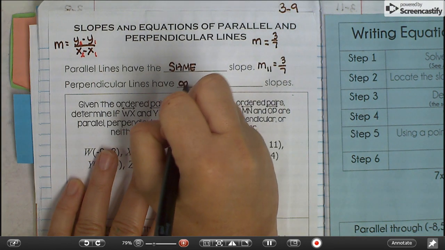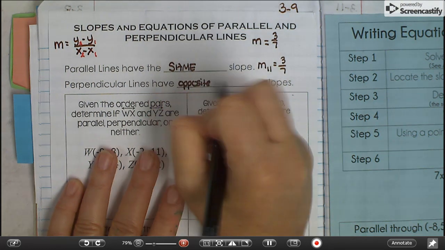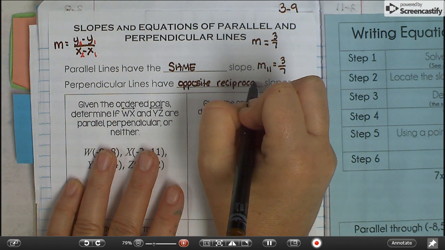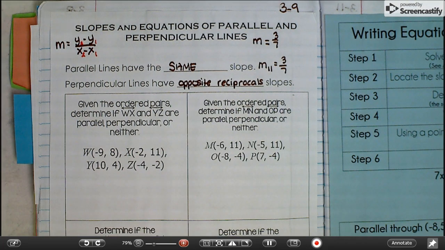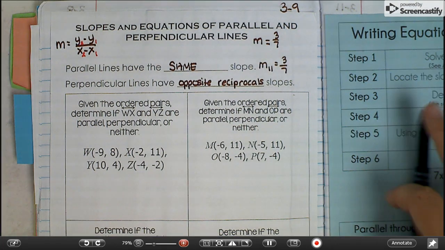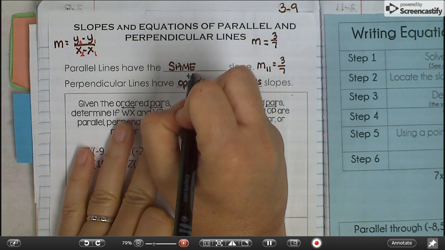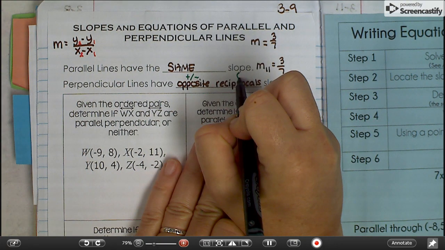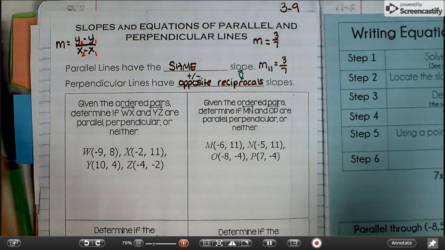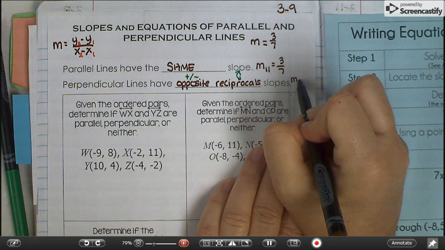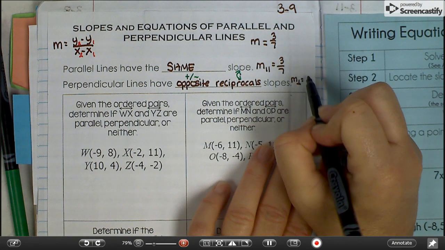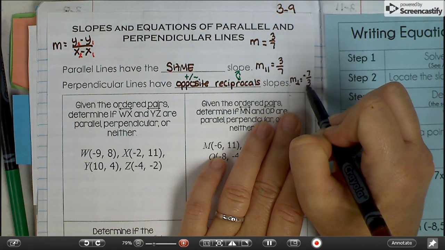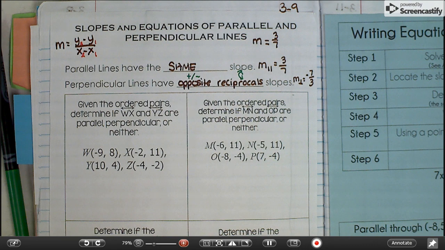Perpendicular slopes are opposite reciprocals. Opposite reciprocal slopes. What that means is that if it was positive, it's going to be negative. If it was negative, it's going to be positive. And reciprocal means you're going to flip it over. So if you had a segment or a line that was perpendicular to 3/7, since this is positive, it would be negative. And then you're going to flip it over, 7/3. And that will result in a perpendicular slope.